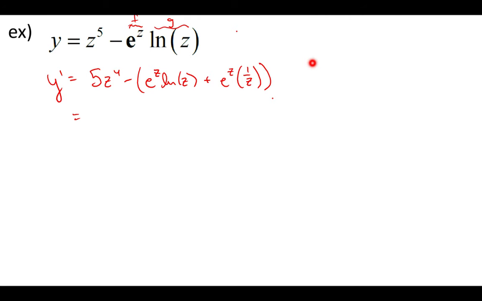And if you want to just go ahead and distribute that, negative e to the z natural log of z minus e to the z. And actually, you could write this as e to the z over z. Put it that way. Multiply it.